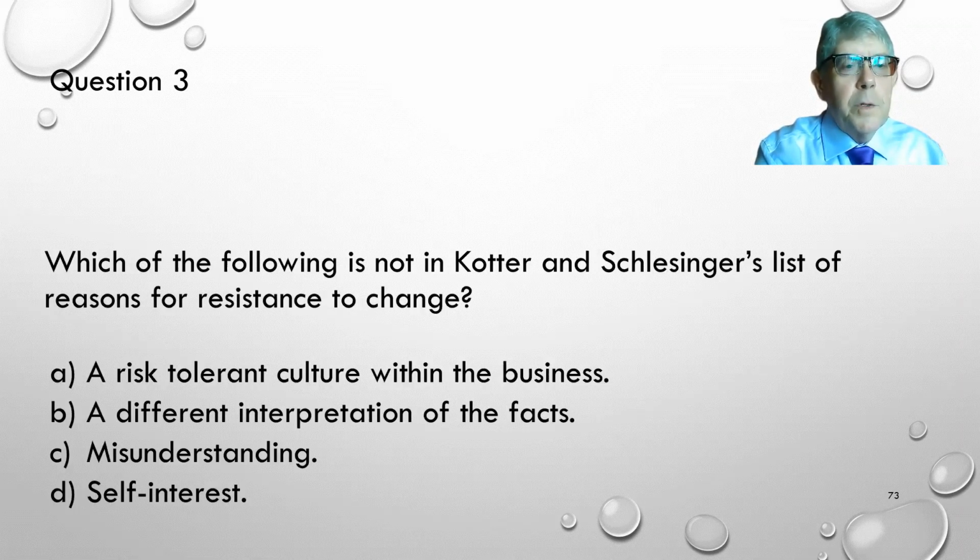Question 3. Which of the following is not in Cotter and Schlesinger's list of reasons for resistance to change? A, a risk-tolerant culture within the business. B, a different interpretation of the facts. C, misunderstanding. D, self-interest.